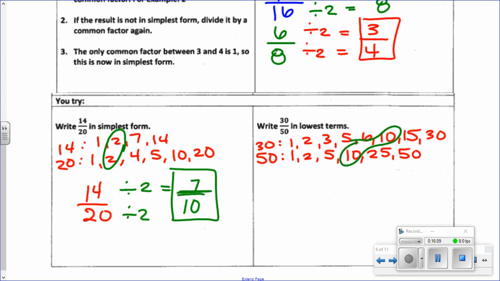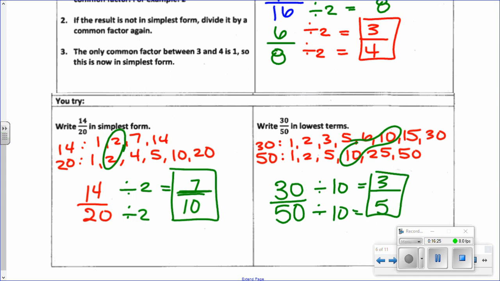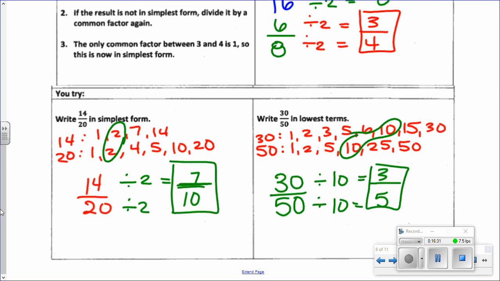So 30 over 50, divided by 10, divided by 10. 30 divided by 10 is 3, and 50 divided by 10 is 5. So we got 3/5. Okay, so if I would have, let me scroll down.